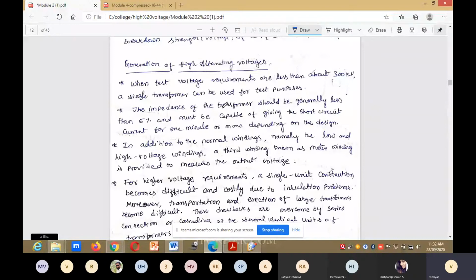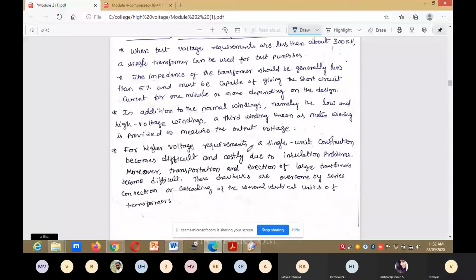In addition to that, normal windings, namely low and high voltage windings, and a third winding known as the meter winding is provided. To what end? To measure the output voltage.